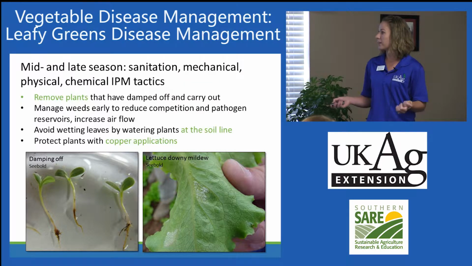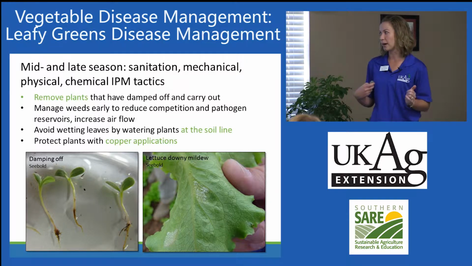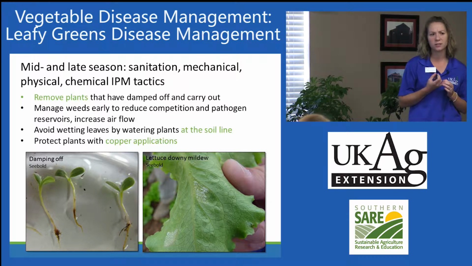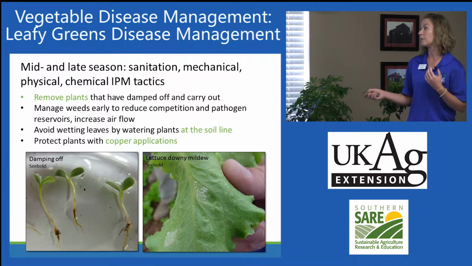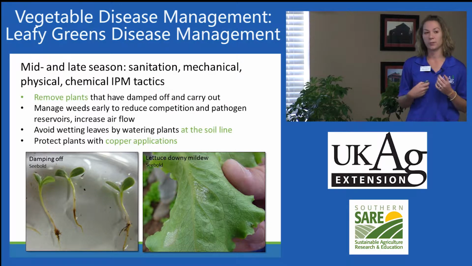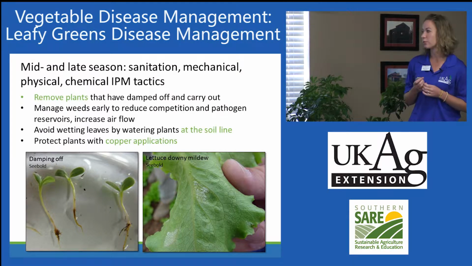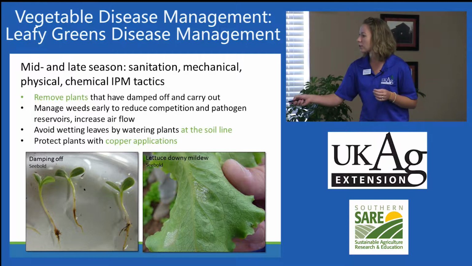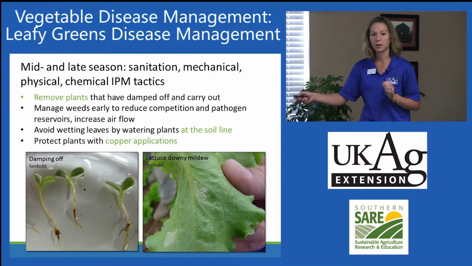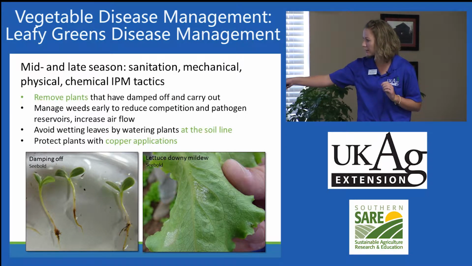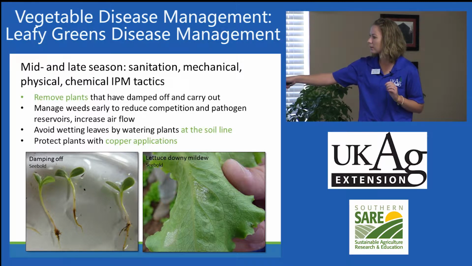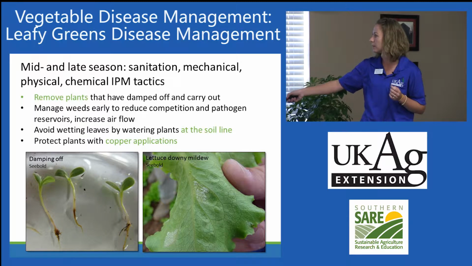Avoid foliar wetness, and then protect plants with copper applications. Some of our other chemistries are not labeled for leafy greens, and so the primary recommendation here is copper for leafy greens. Here's a picture of what damping off looks like on very small lettuce seedlings. You can see that darkened area on the root, and then up to where the soil line would be.